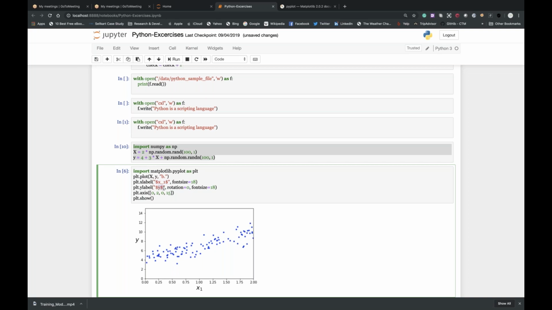Now plot axis 0 to 2 on the x-axis, 0 to 15 on the y-axis. When I say 0 to 2, the starting value is 0 and the ending value is 2. When I say 0 comma 15, the starting value is 0 and the ending value is 15. Again, this x_1 label has a font size of 18 on your x-axis, and like this you set the y label on the y-axis.